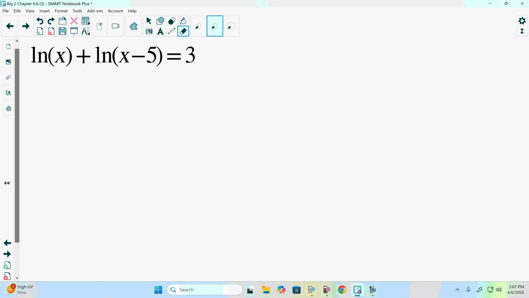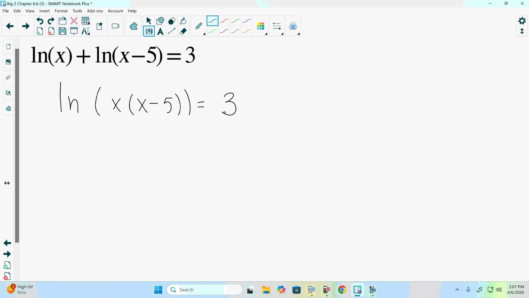Even though these are natural logs, we do have two logarithmic expressions being added together with the same base. So we can rewrite this as a single log with what's inside being multiplied together. So our natural log of x plus natural log of x minus 5 is the same as the natural log of x times x minus 5. That's not any different than what we did before.